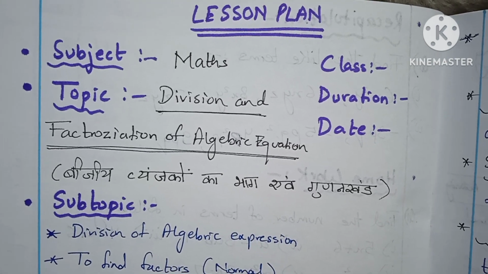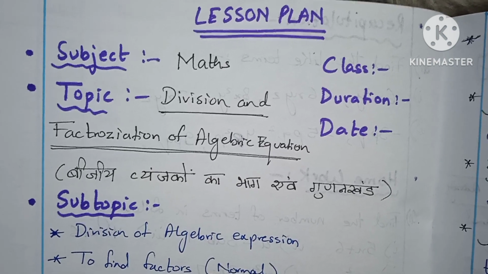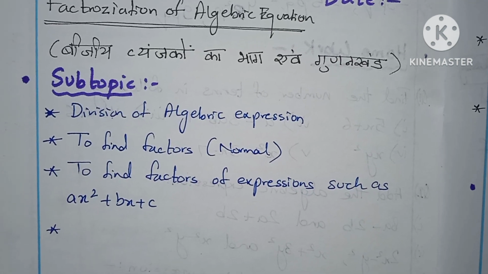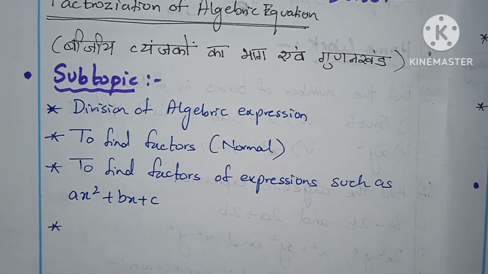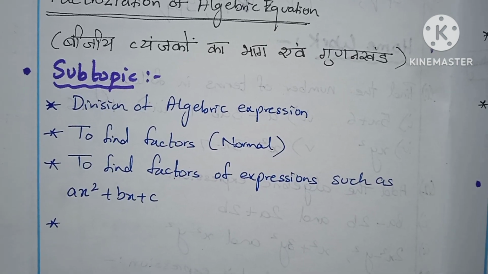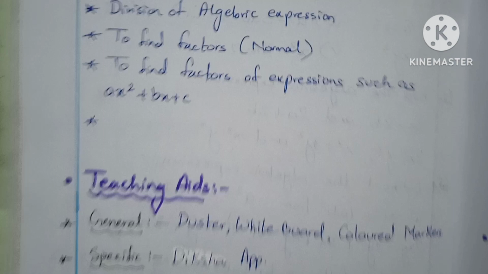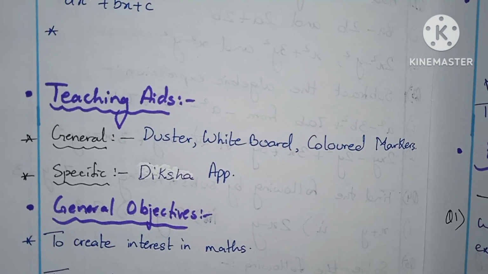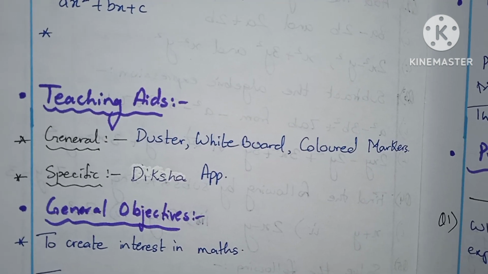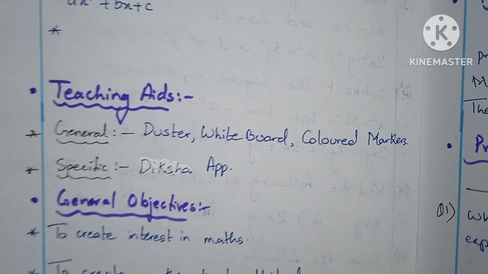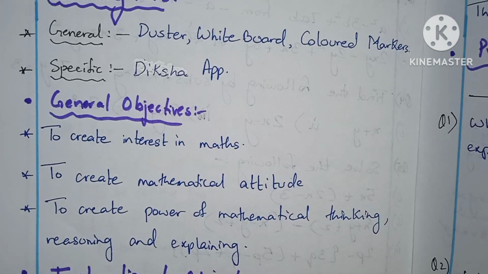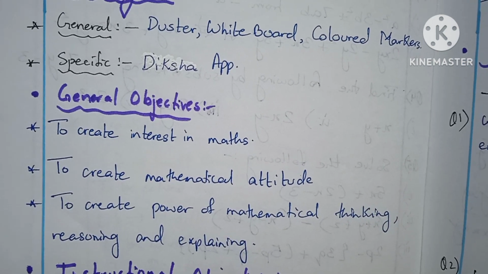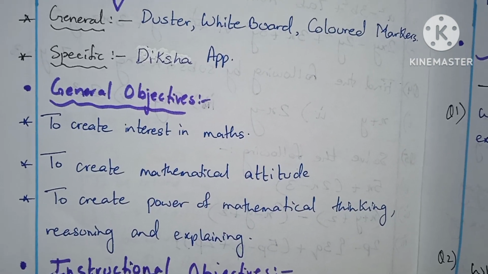The topic is division and factorization of algebraic expressions. The subtopics are division of algebraic expressions and finding factors of expressions such as ax square plus bx plus c. The teaching aids: in general we have duster, whiteboard, colored markers, and in specific aids we have the Diksha app. The general objectives are to create interest in maths, to create mathematical attitude, and to create power of mathematical thinking, reasoning and explaining.